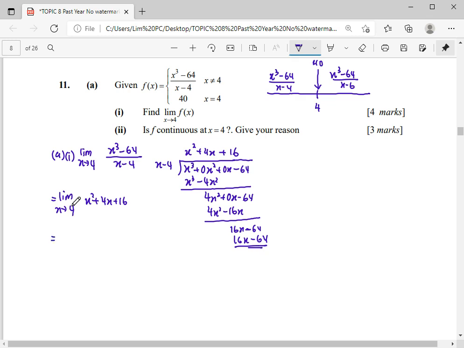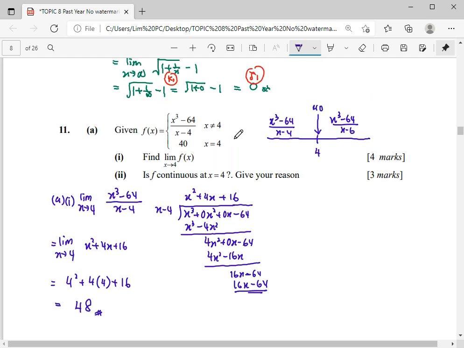So we attempt to solve our limit again, substituting x equals 4 here, it becomes 4 squared plus 4 times 4 plus 16. So we get the answer of 48. And then they ask us question 2: is it continuous at x equals 4?